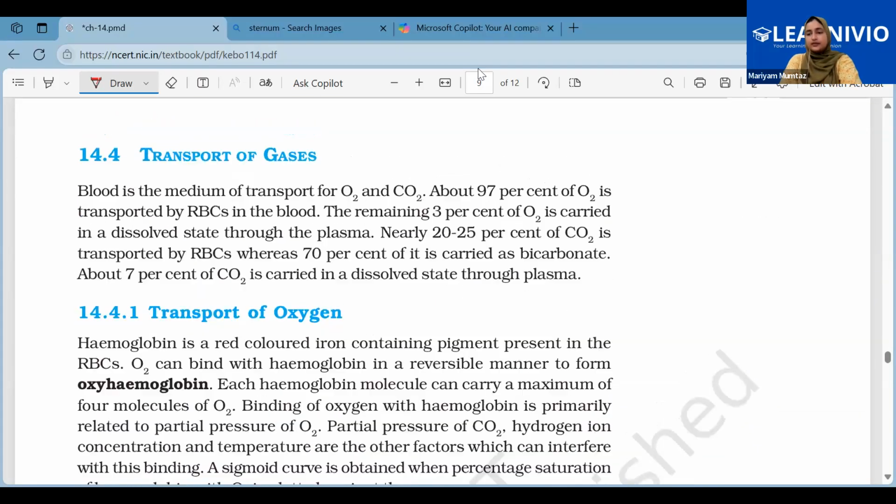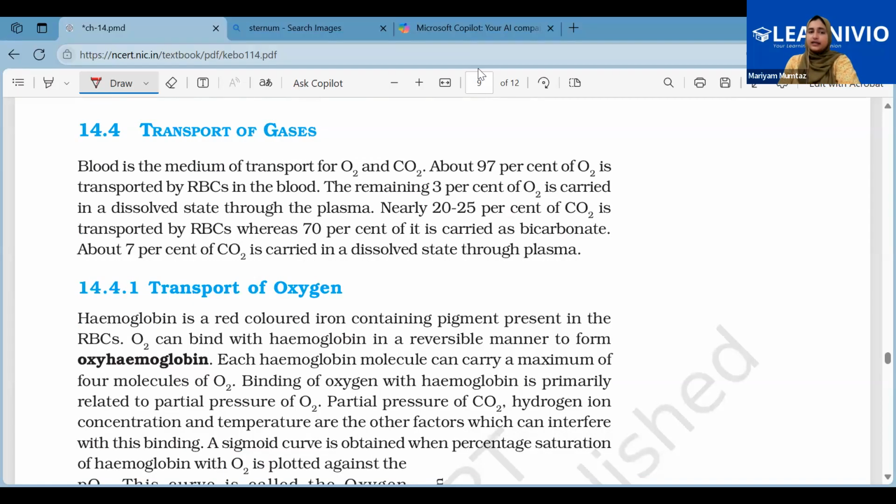Now, the transportation of gases. Blood is the medium that will be transporting the oxygen and the carbon dioxide. About 97% of oxygen is transported by the RBCs in the blood. Why RBC? Because they have hemoglobin, which attracts the oxygen. Not attracts, it is the carrier of oxygen, right? It carries the oxygen to wherever it is needed. So that is why 97% of the oxygen is transported by the RBC.